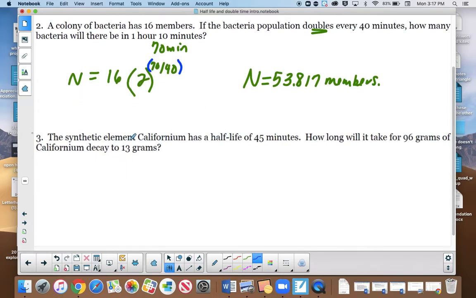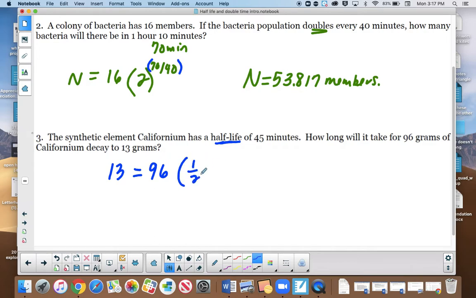And number 3, so we're back to a half-life type of problem. We know the element has a half-life of 45 minutes. How long will it take for 96 grams to decay to 13 grams? So our original value was 96. And after time, it decayed to 13.